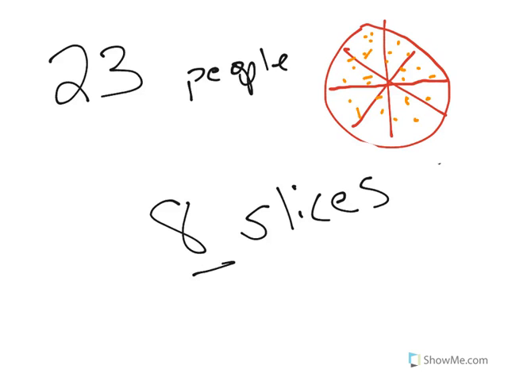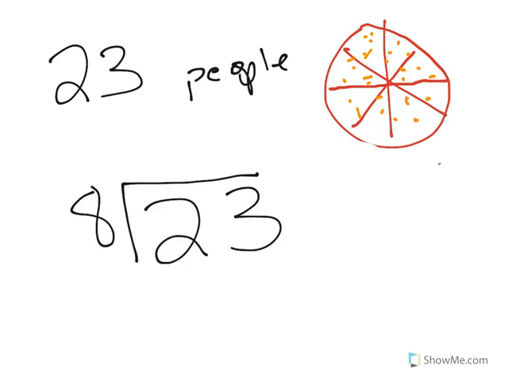So the math is, there are 23 people, and you want to split it into groups, see how many pizzas you need when each pizza has 8 slices. So we're going to do 23 divided by 8. So first we see how many times does 8 go into 2? It doesn't. How many times does 8 go into 23? It goes twice, which is 16, which leaves us with 7 left over.